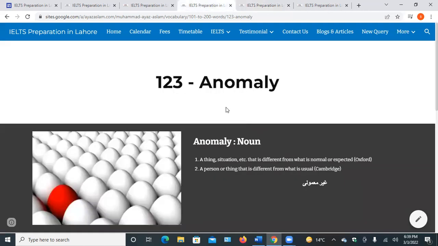The next word is anomaly. We use this word when other things are the same, but one thing or one situation is different. In research articles, when we collect data and analyze it, then sometimes we say that the data is normal. Normality is also checked in the research.